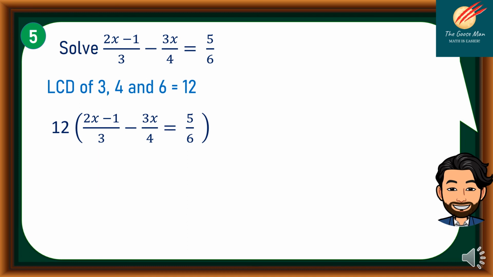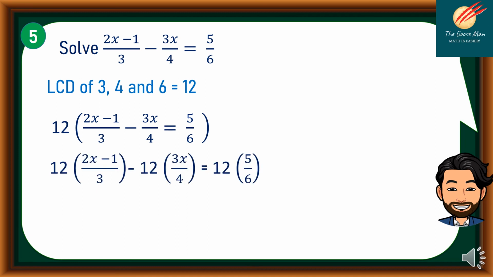So that is why we will distribute 12 now. So we have 12 times (2x minus 1) all over 3 minus 12 times 3/4 x is equal to 12 times 5 over 6. Now, we can factor out 12 and 3. So meaning to say 12 divided by 3 is equal to 4. Then 12 and 4 is divisible by 4. So 12 divided by 4 is equal to 3. Then 12 and 6 is divisible by 6. So 12 divided by 6 is equal to 2.